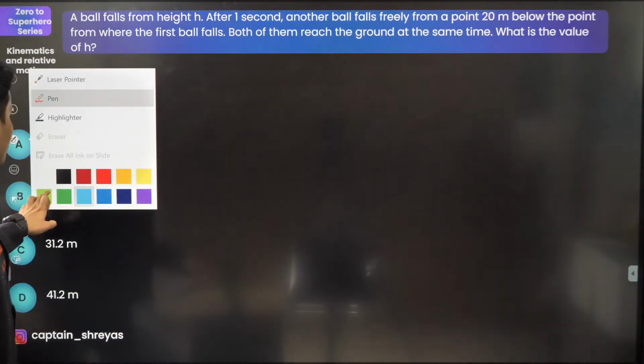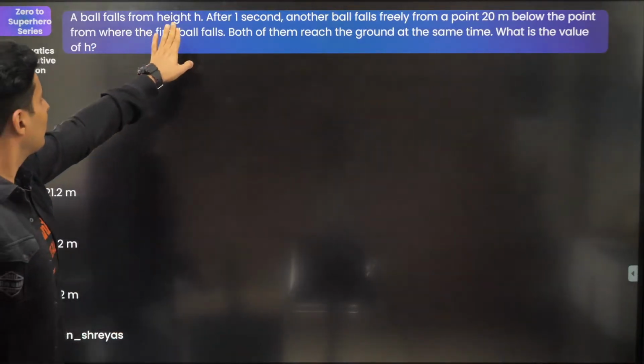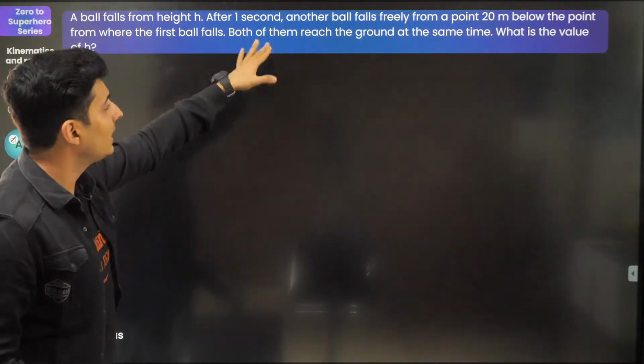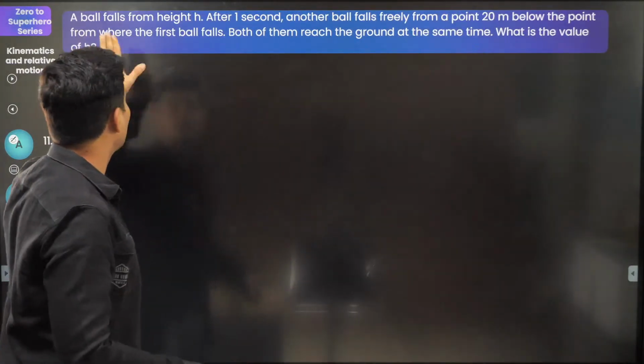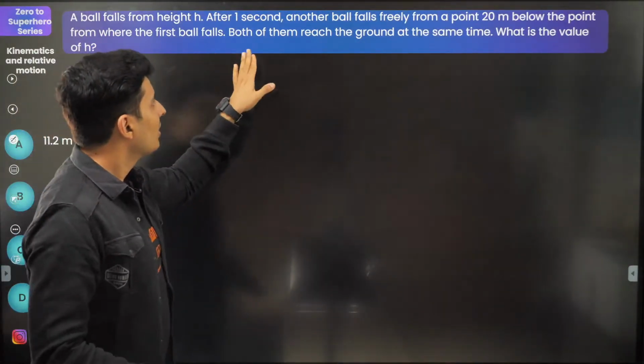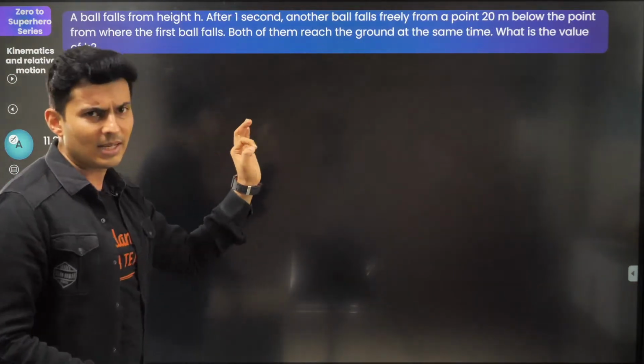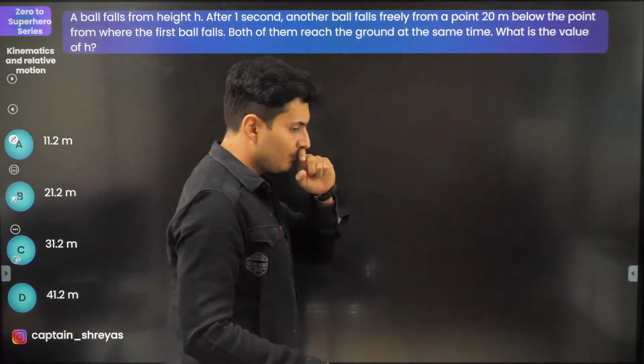Okay, let's try and solve this question. Very interesting question. What is it? A ball falls from height h. After 1 second, another ball falls freely from 20 meters below the point from where the first ball falls. Both of them reach the ground at the same time. What is the value of h?